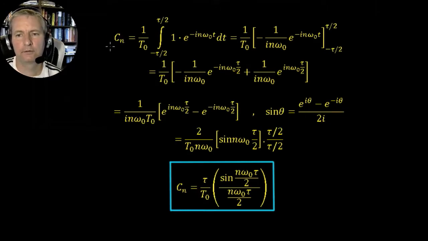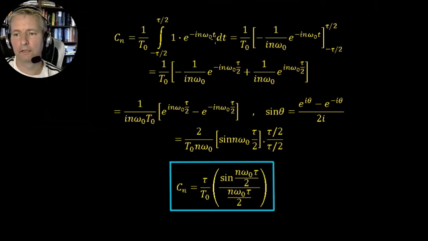So the values of Cn are going to be given by 1 upon the period, which is T0, times the integral over the period. Over the period we can do it between minus τ upon 2 and τ upon 2, because from τ upon 2 to the end of the period the function is 0. The function is just a height of 1, and that's times e to the minus i n omega naught t dt.